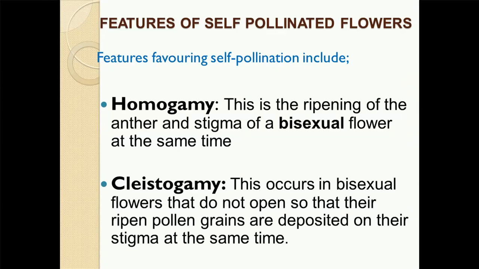Number 2 is Cleistogamy. This occurs in bisexual flowers that do not open. So these flowers don't open, and so the male part and the female part, don't forget they are bisexual, remain inside. And so it is possible that the ripened pollen grains are deposited on the stigma of that flower at the same time. And so this is self-pollination process.